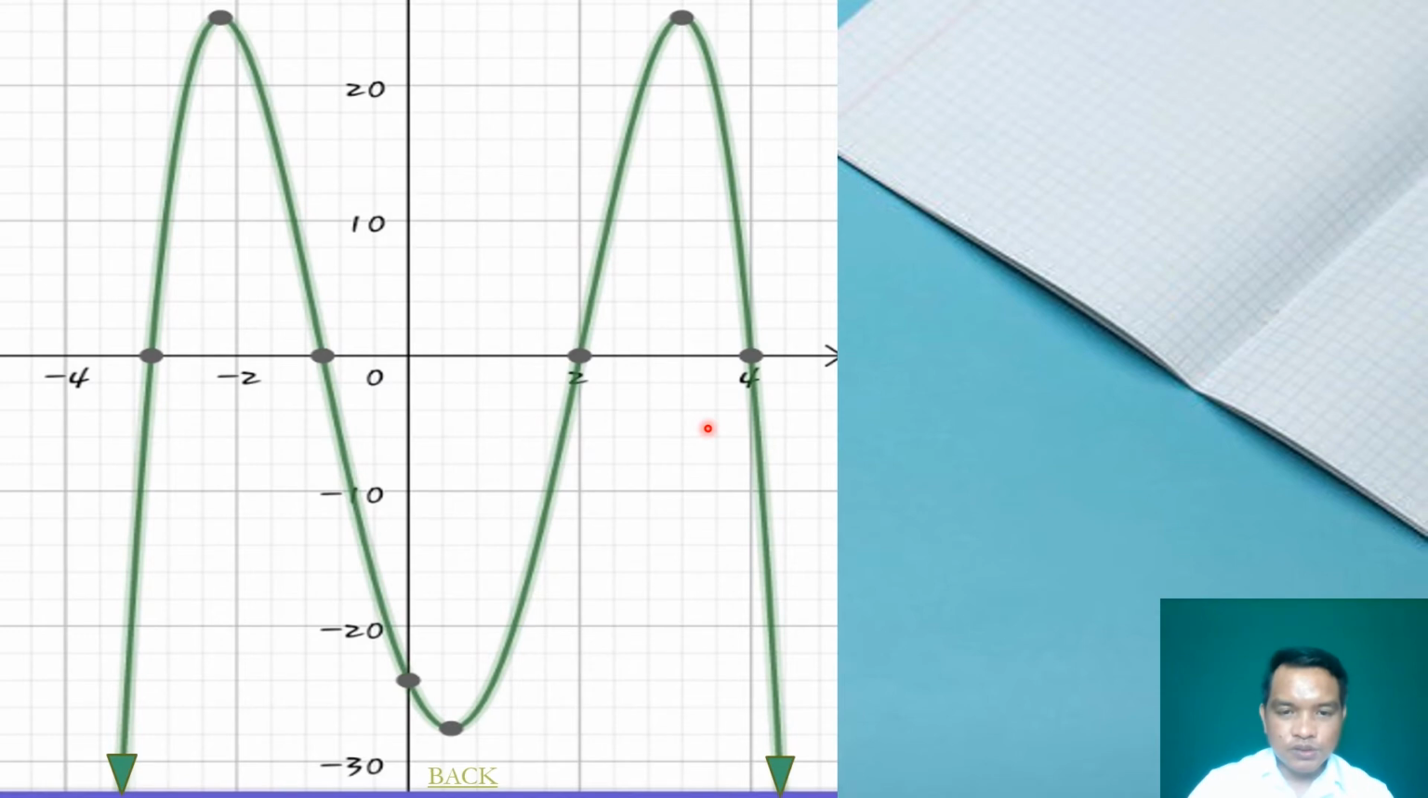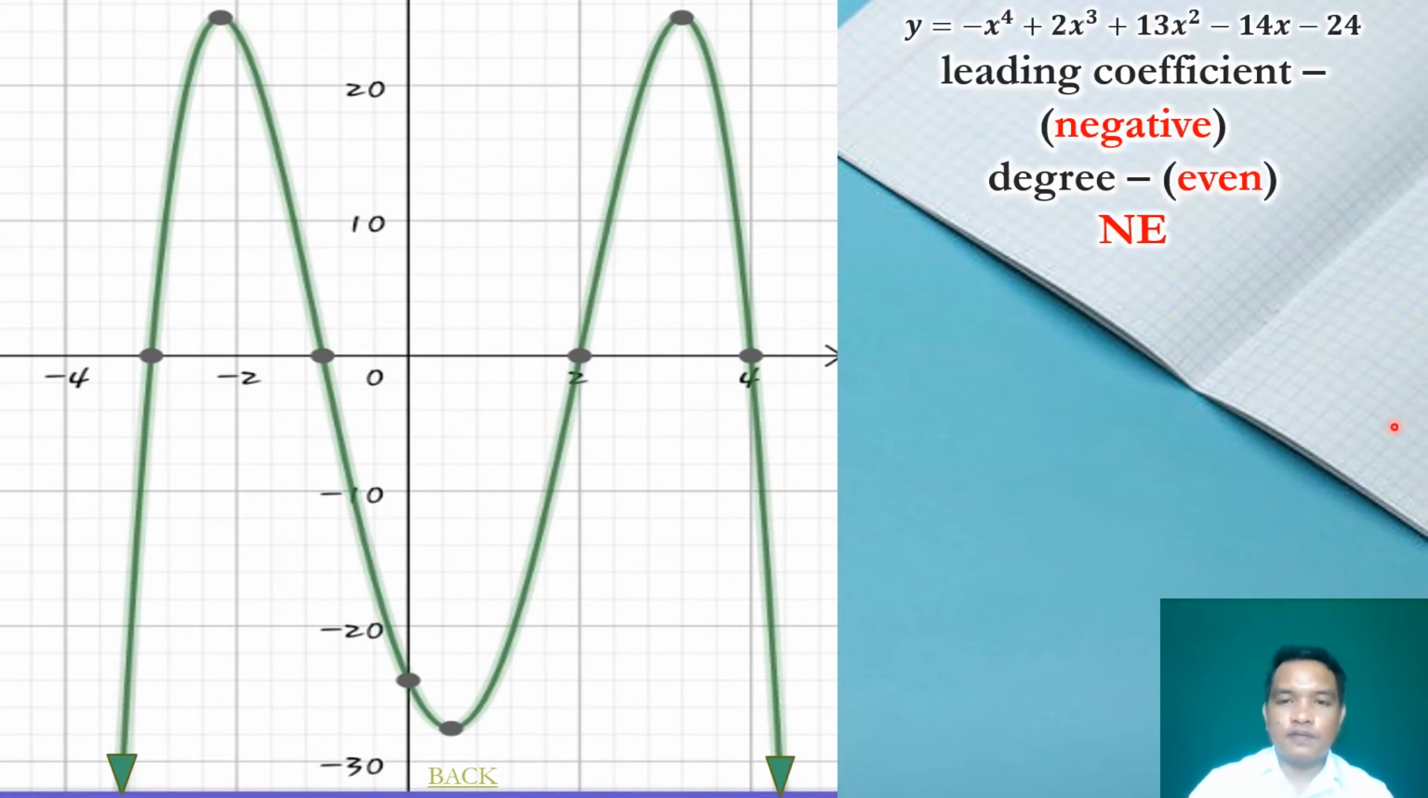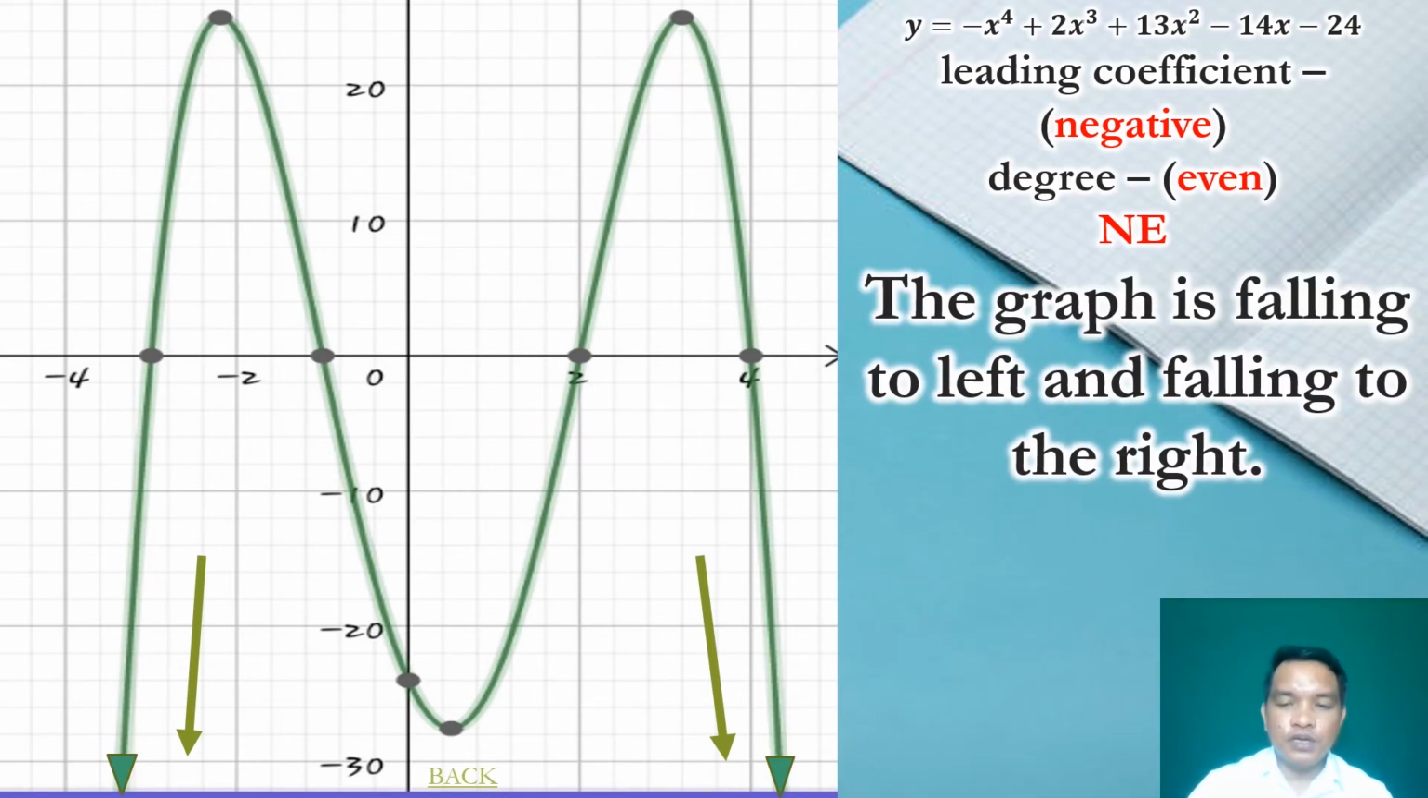This is the graph of the given polynomial function with a negative leading coefficient and even degree, or NE. What did we notice in the graph? What is the behavior of our graph? Correct. It is falling to the left and also falling to the right. So therefore, if we have a polynomial function with a negative leading coefficient and even degree, the graph is falling to the left and falling to the right.